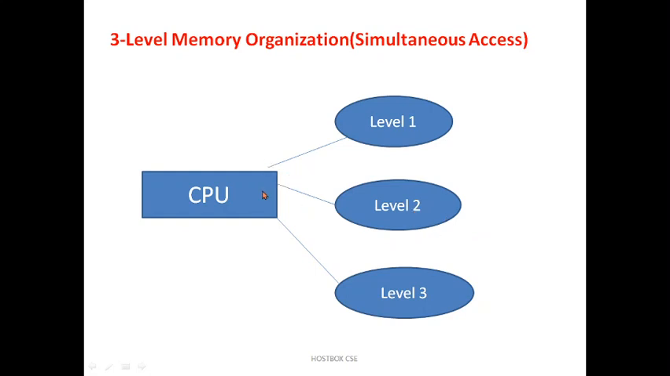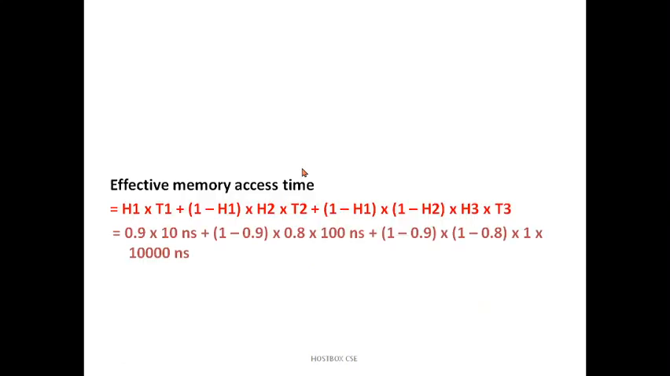I am giving the example of hello world or EA.txt for understanding purposes. Now how do we calculate the effective access time here? There is a formula: h1 multiplied by T1, plus (1 minus h1) into h2 into T2, plus (1 minus h1) into (1 minus h2) into h3 multiplied by T3.